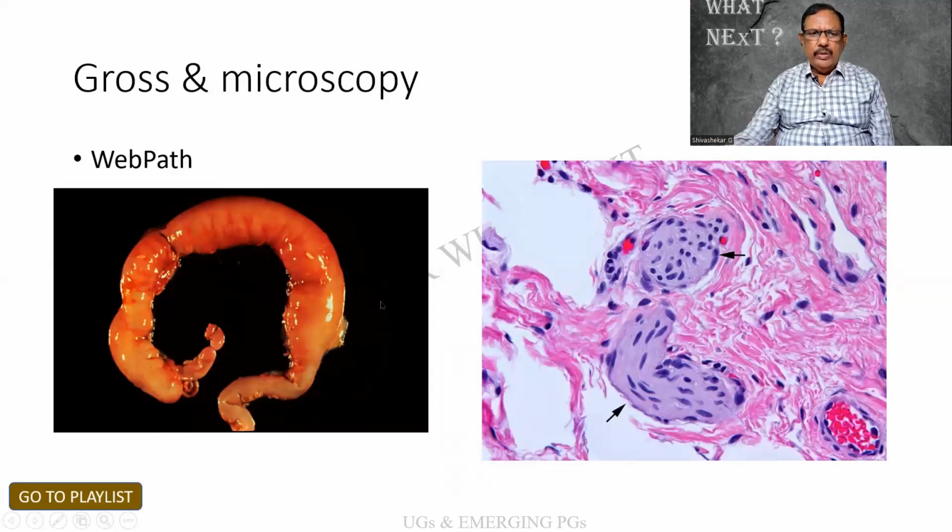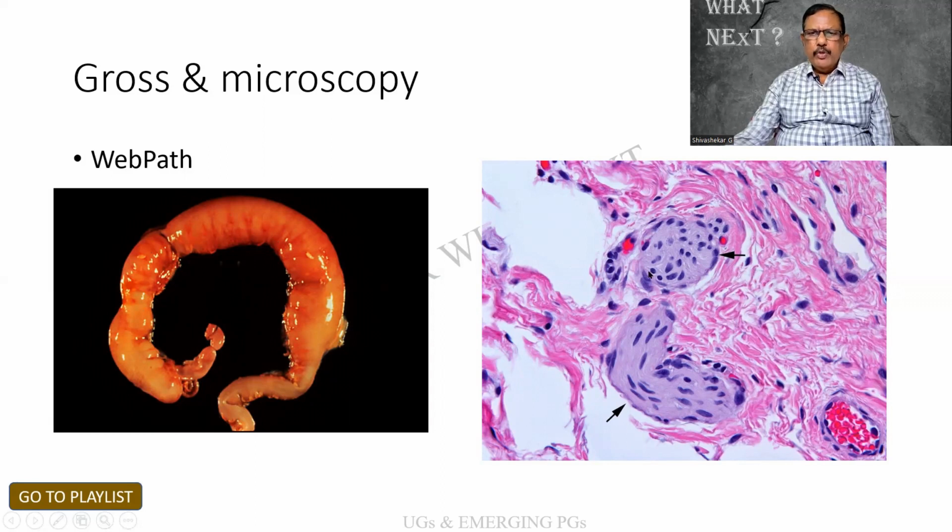Thanks to WebPath for this wonderful gross specimen. You find that this is a normal large intestine that is distended, and this is the area that is defective, which is rigid due to lack of peristalsis and thickening of the muscles.